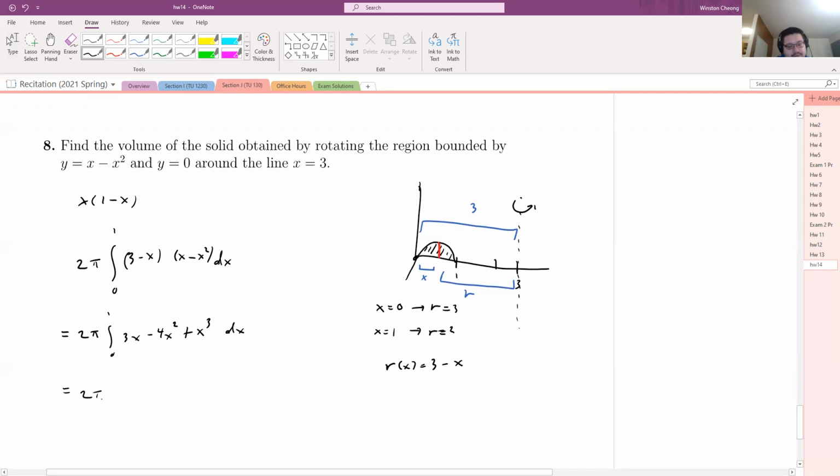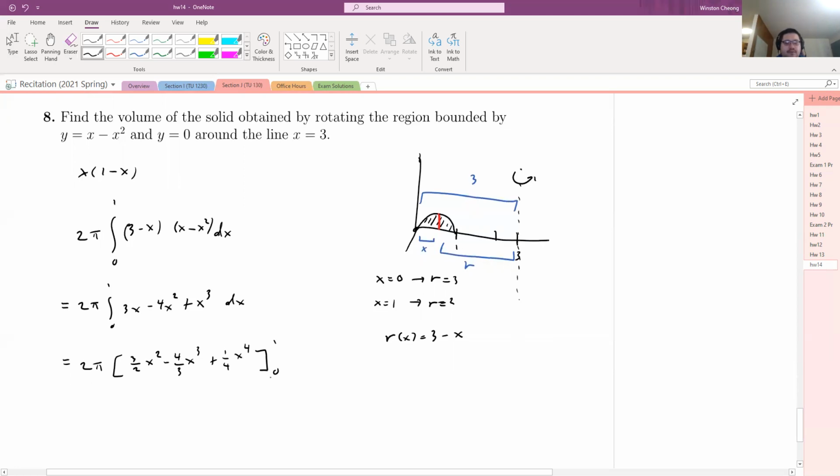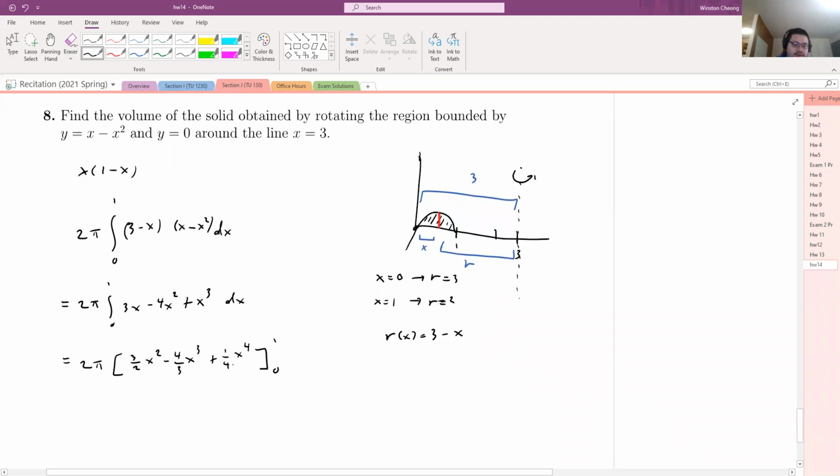And now we integrate this. So 3/2 x squared minus 4/3 x cubed plus 1/4 x to the fourth. And then we would evaluate this from 0 to 1. Plugging in 0 is going to give us 0, but plugging in 1 is going to give us a bunch of fractions. And so we need to keep track of them, and then combine them together. So when you do that calculation, you'll get 5/6 pi as your final answer.